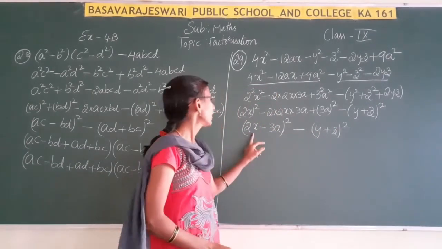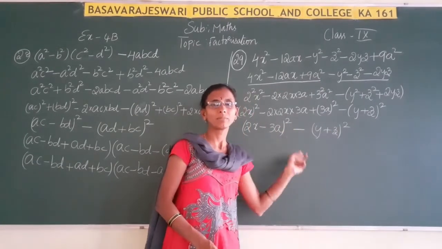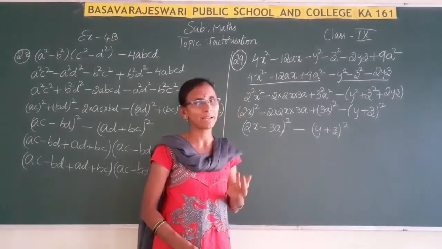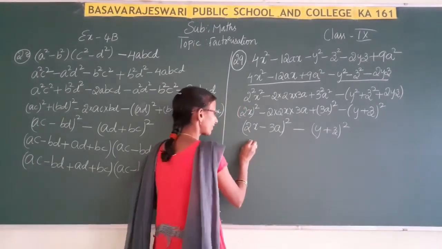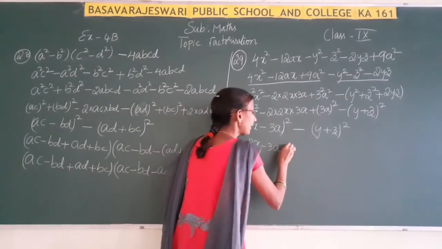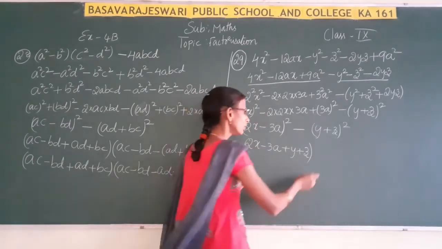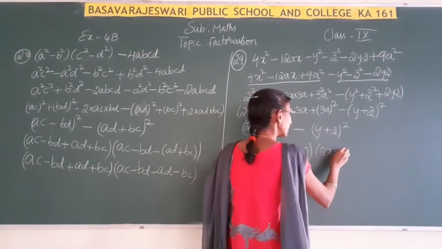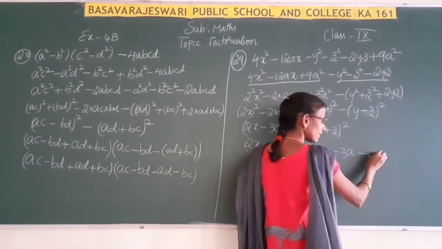Okay. So now a square minus b square. The a square minus b square identity expansion is (a plus b) into (a minus b). So what can we write? (2x minus 3a plus y plus z) into (2x minus 3a minus y plus z).